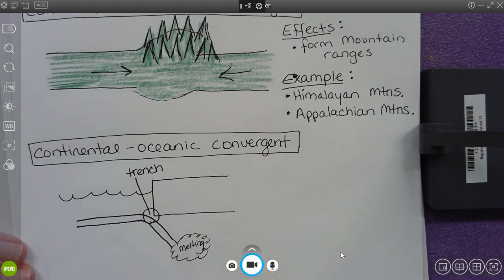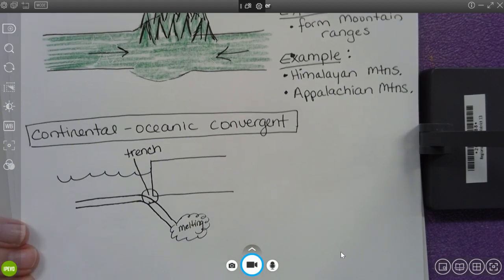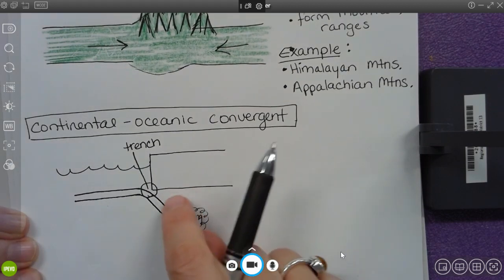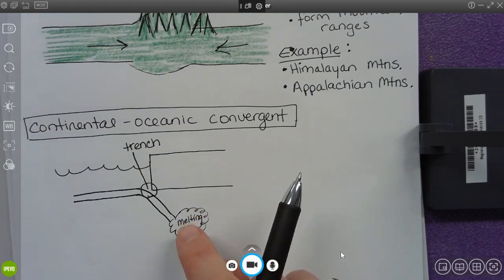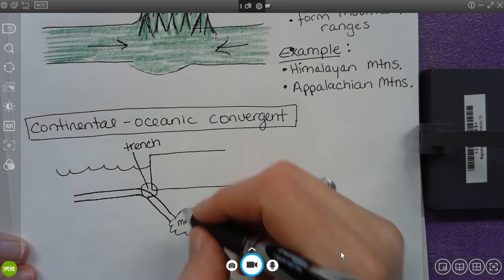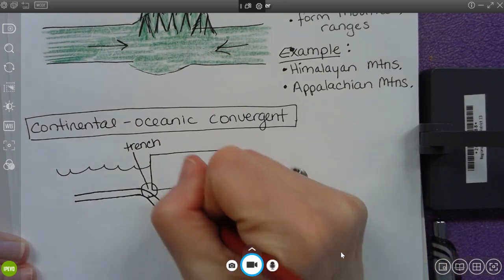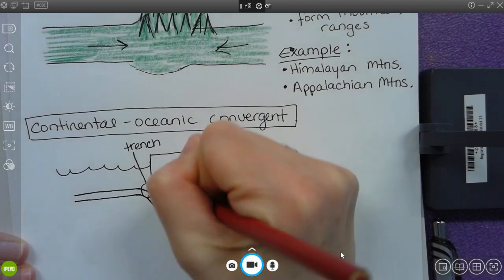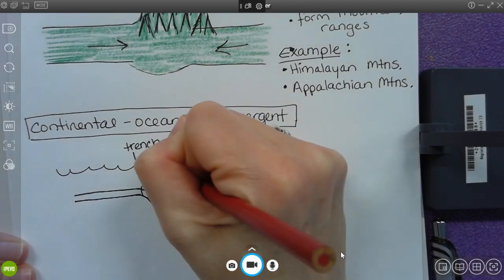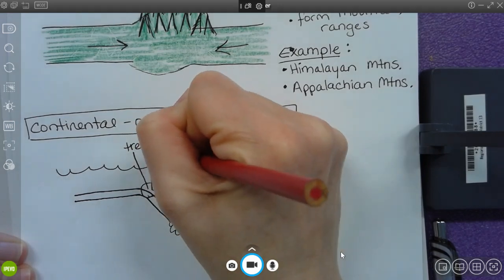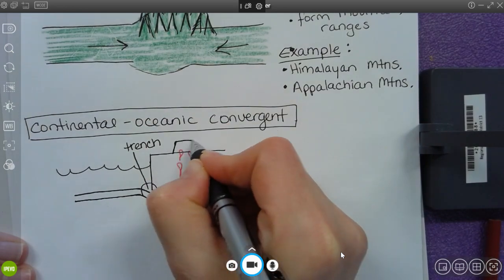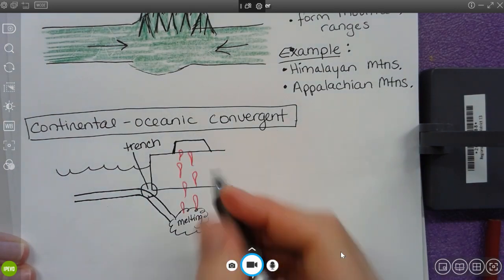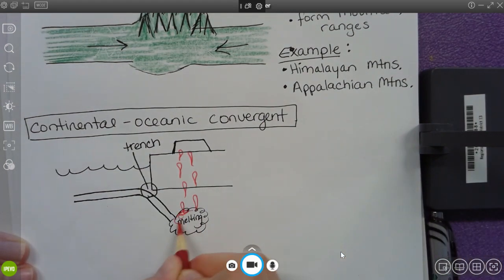Okay, so that material that melts now, it's going to be hotter than the surrounding material, and therefore we know that hot things and hot fluids rise above cooler ones. So what's going to happen here is you're actually going to form magma that's going to rise through the crust. And what do you think might form up here on top of the crust? Volcano. Yep, a volcano.